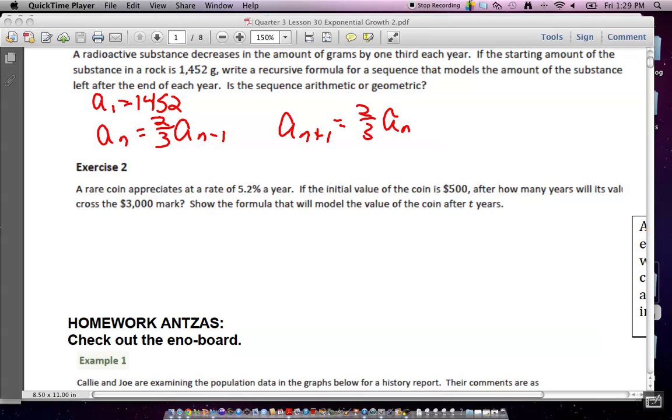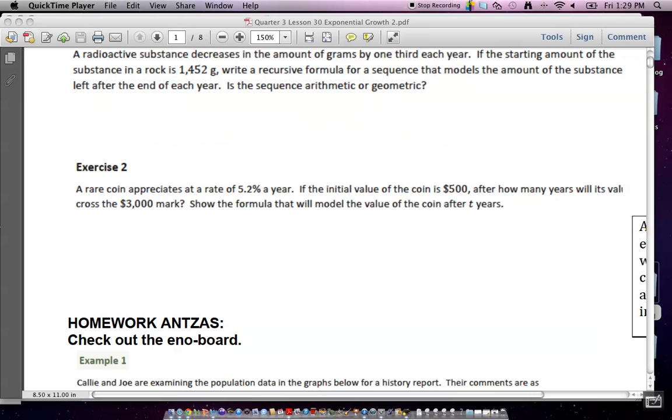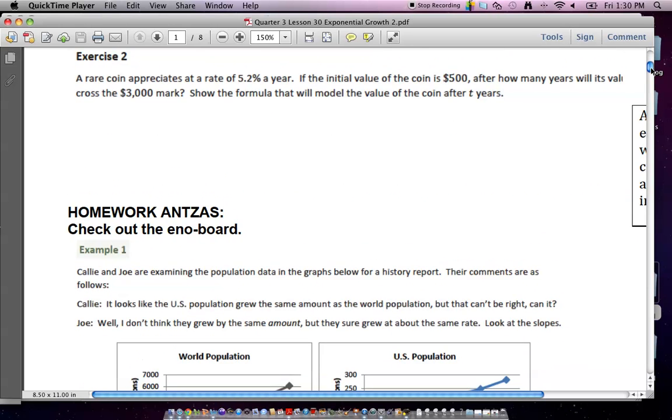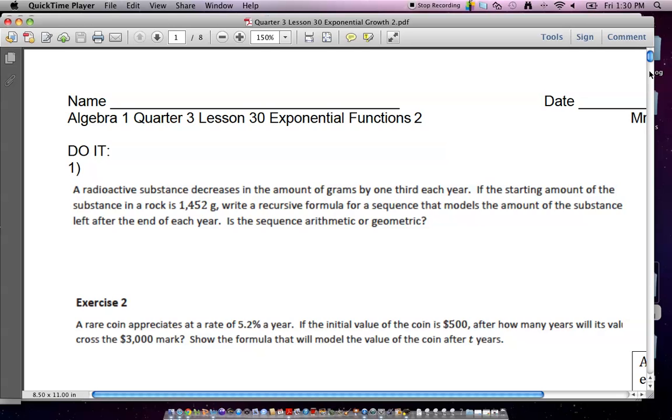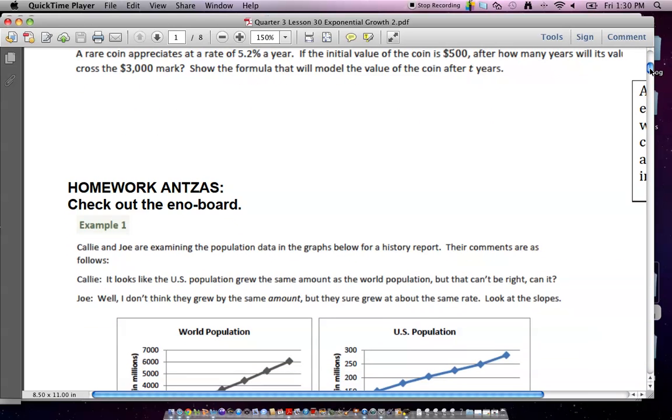So now let's get to exercise 2. And as I mentioned just a moment ago, there will be one question on the quiz that is similar to this. A rare coin appreciates at a rate of 5.2% a year. Now let's just pause at this moment and ask ourselves, do you think appreciate means increase or decrease? Increase, good. If the initial value is $500, after how many years will it reach its value across the $3,000 mark, or will it hit 3,000? Show the formula. That's what they want you to do.